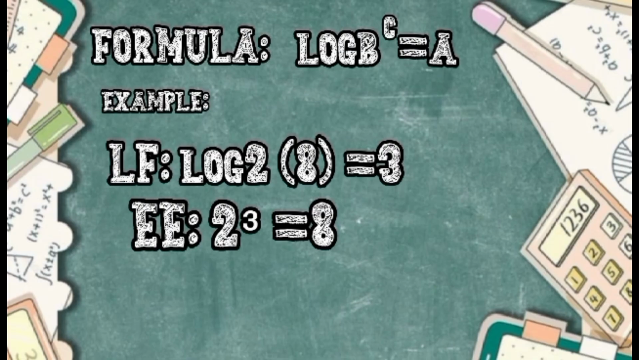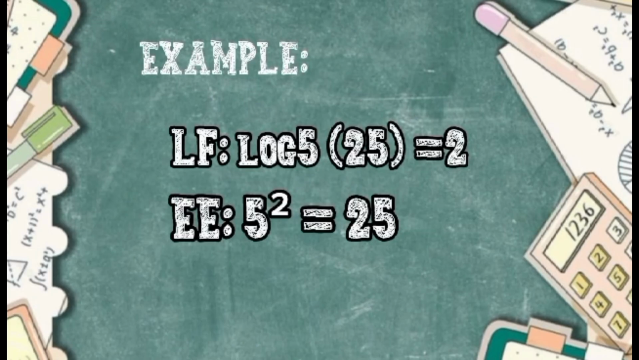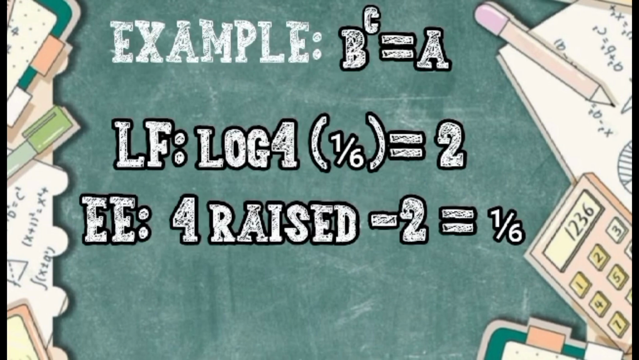So in here, our b is 2 and c is equal to 3 and a is equal to 8. And when we change it to exponential equation, the answer is 2 raised to 3 is equal to 8. We have here another example. The logarithm base 5 of 25 is equal to 2. And when we arrange it in exponential equation, we have 5 raised to 2 is equal to 25.